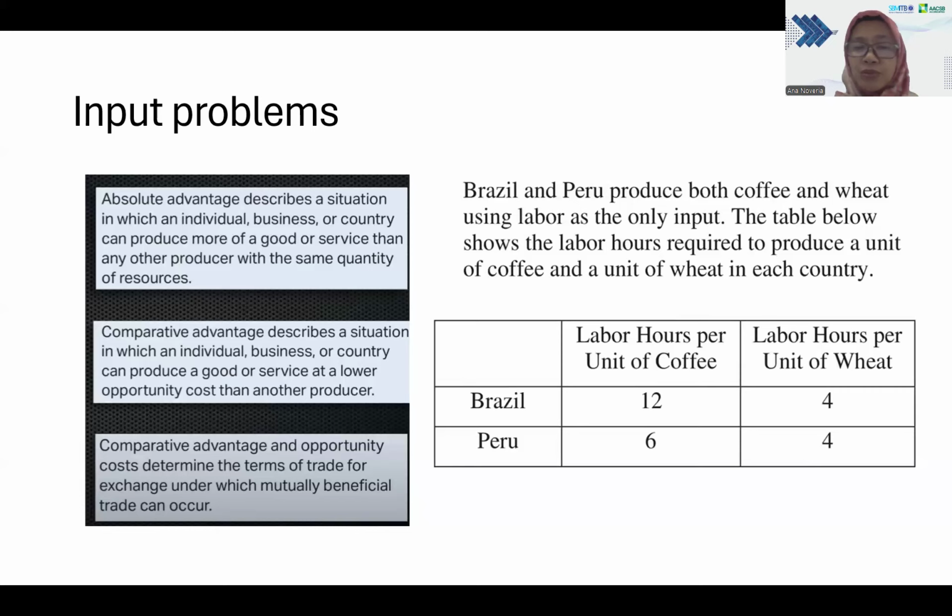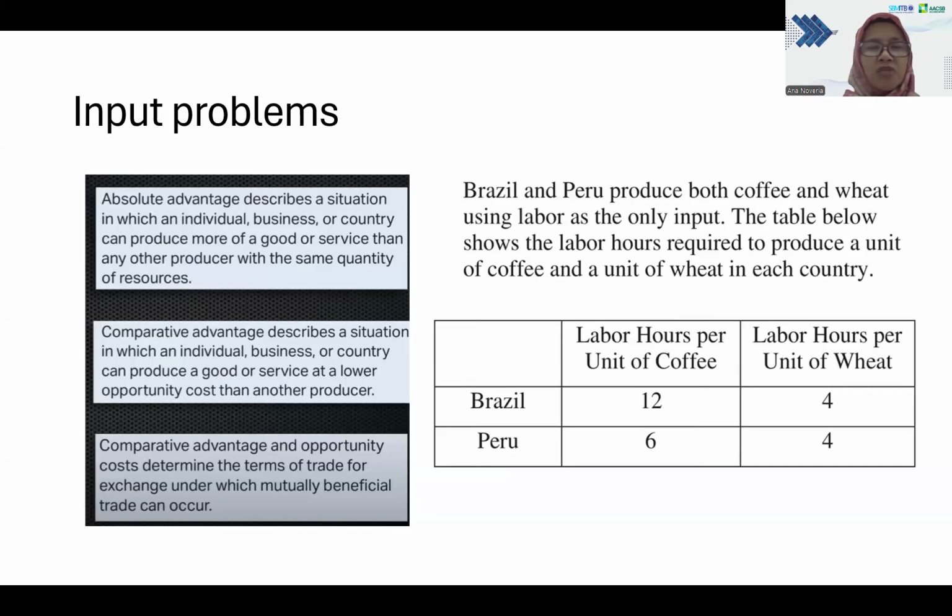If we look at absolute advantage, it is when an individual, a business, or a country can produce more of a good or service than any other producer or country. With input problems, or resources, we can say they are going to use less resources. So that's the absolute advantage concept, introduced by Adam Smith.